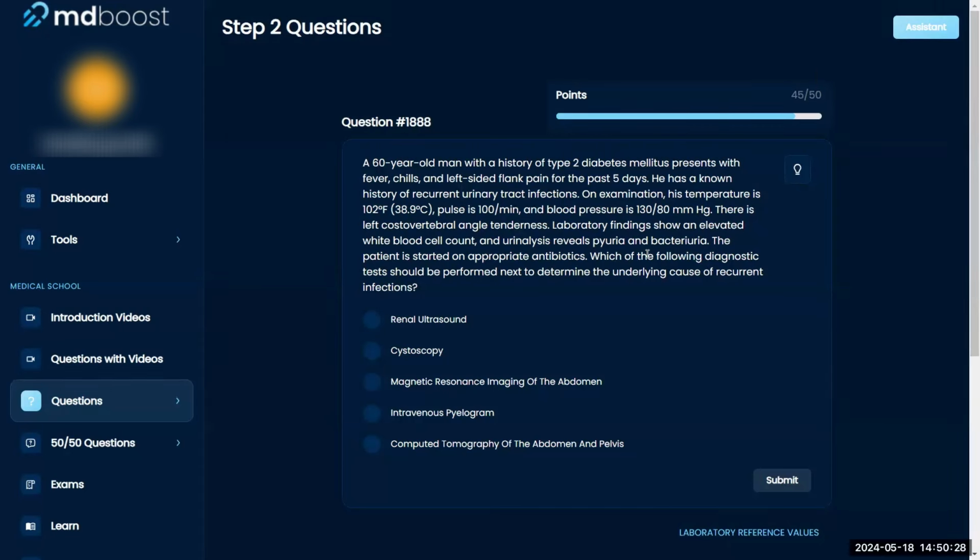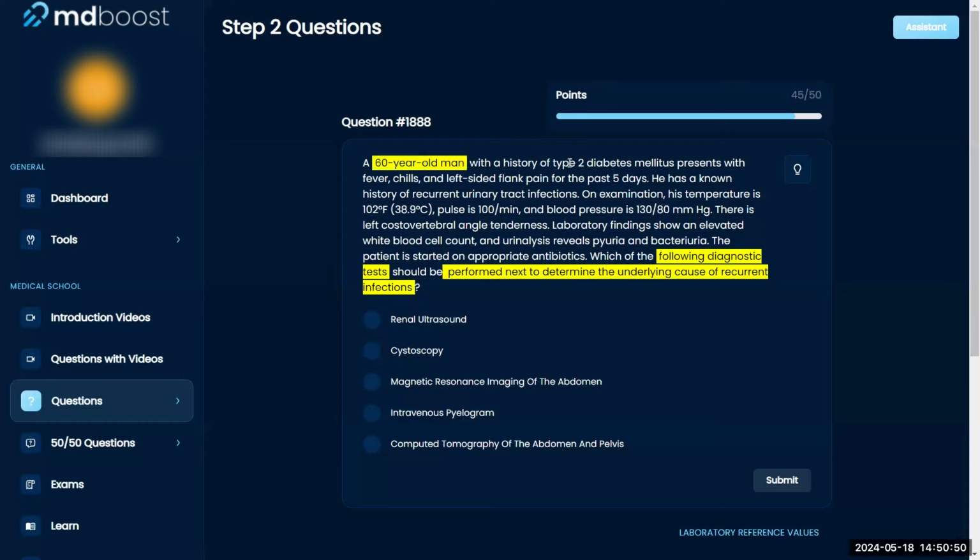All right. Which of the following diagnostic tests should be performed next to determine the underlying cause? Okay, so what's causing this recurrent infection? Do we want to do an ultrasound, cystoscopy, MRI of the abdomen, IV pyelogram, or CT of the abdomen and pelvis? So let's figure out what this guy has first.